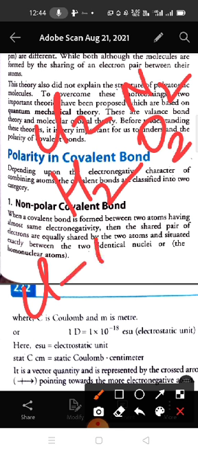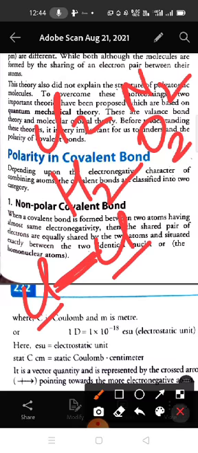So you can see here, this is Cl and Cl. There is no electronegativity difference between these two atoms. Hence, polarity is not generated between these two atoms. So its bond is a non-polar covalent bond.